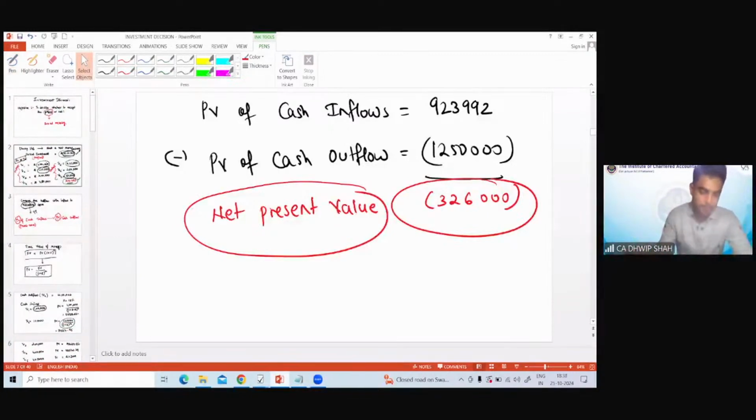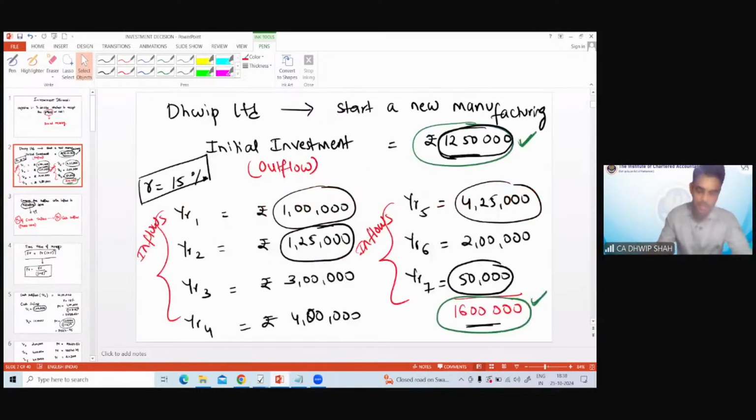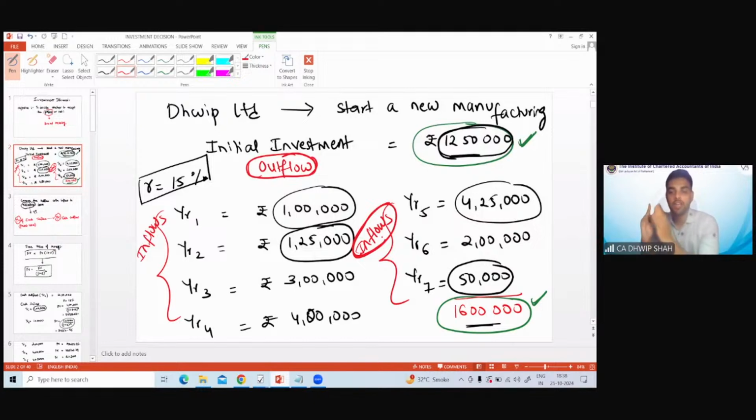Just focus. See, as far as financial management is concerned, and as far as investment decision or capital budgeting is concerned, focus on these words, outflow and inflow. We are more concerned with cash outflows and cash inflows rather than income. Are you getting this? So one of the very important points of capital budgeting or investment decision is that you ignore all the non-cash expenses.